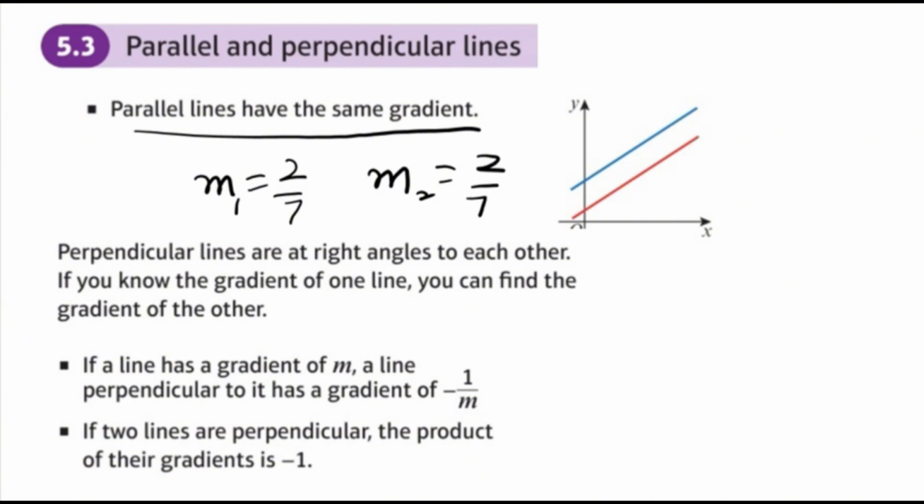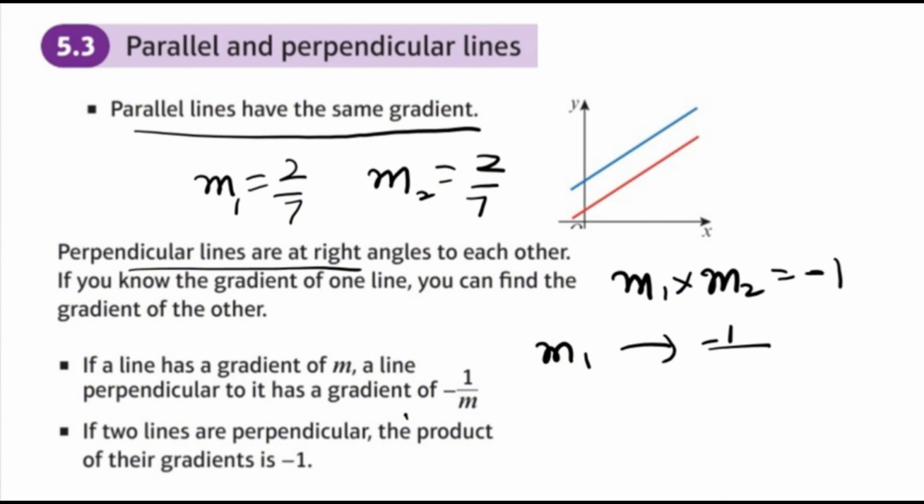Okay. Now perpendicular lines meet at right angles to each other, and the relation between the gradients is m1 times m2 is equal to minus 1. So suppose my gradient for the first line is m1, then the normal gradient is minus 1 over m1.